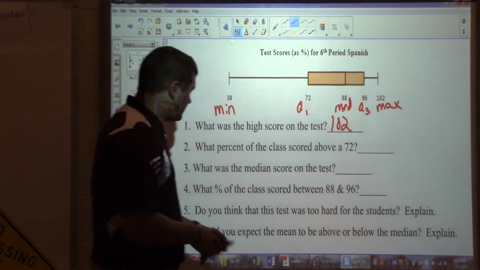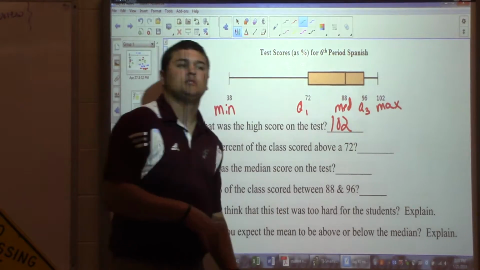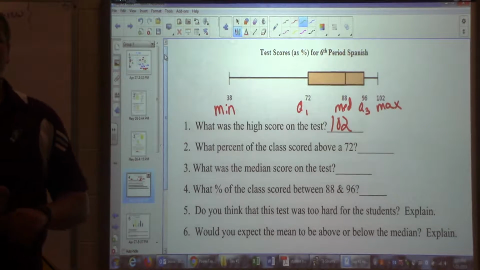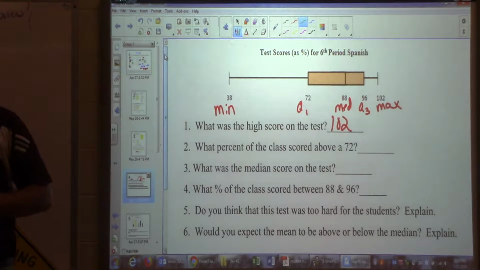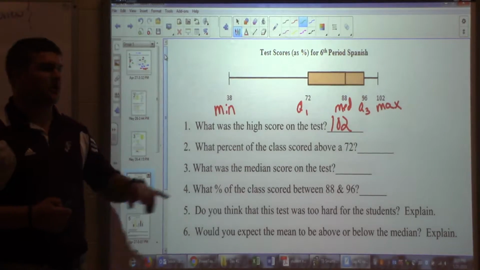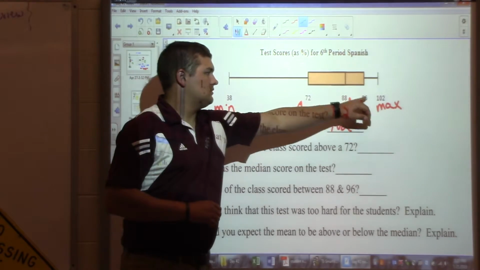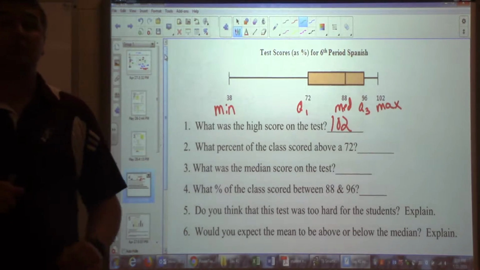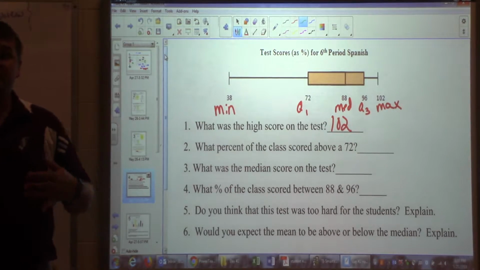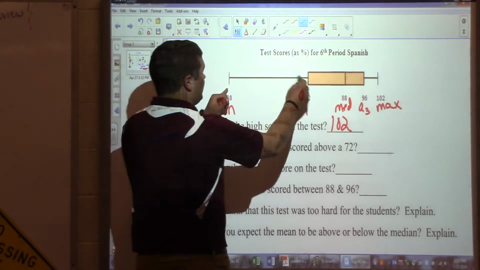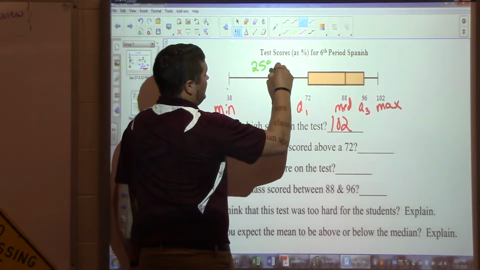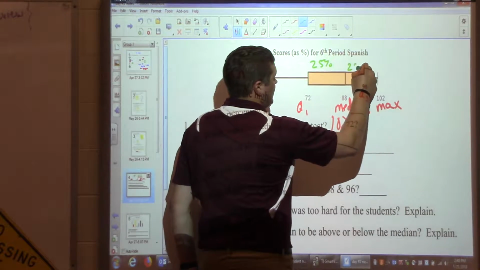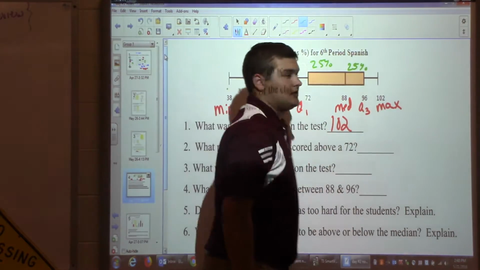What percent of the class scored above a 72? This is a good question. I like this one a lot. Well, what's my data broken up into? What are these things called? Quartiles. So they're broken up into quarters, or 4 parts, which means between each one of my data points is 25% of my data.